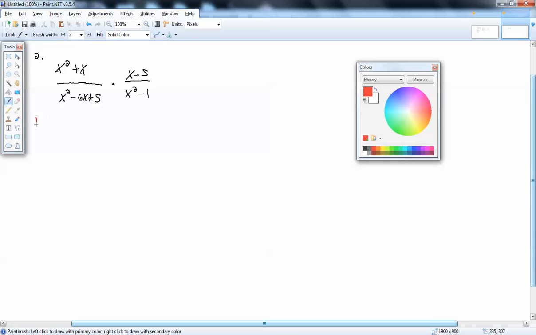Step 1. Factor everything. So this up here is GCF, because they both have an x in common. This is PSD, because we have x squared, x, no number in front. The x minus 5 is nothing. X squared minus 1 is DOTS, difference of two squares.